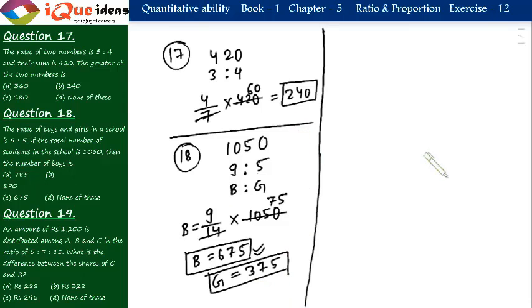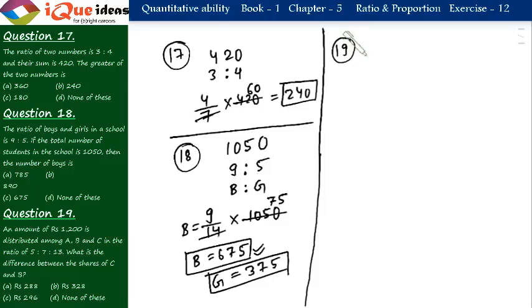Alright. Now let's take question number 19. It says an amount of rupees 1200 is distributed among A, B, C in the ratio of 5:7:13. What is the difference between the shares of C and B? This you can do directly, right? One way is you can calculate A, B, C all. That I will not do. That you can do on your own.